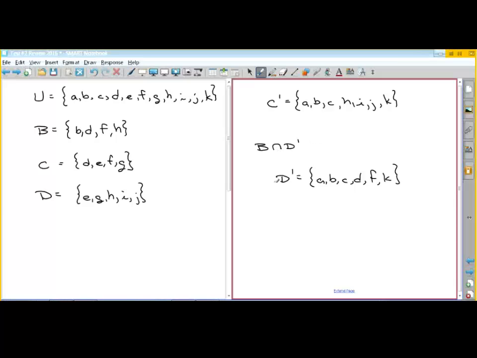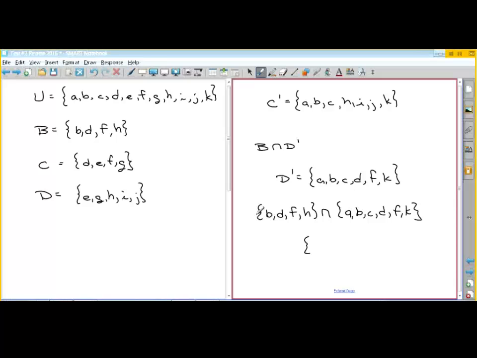Okay, so then if we do this operation, you can look back and forth between these two sets, or you could write it out. I'm just going to write it out so that it's easier to see. So I'm doing that intersection with the complement of D. So that's A, B, C, D, F, K. Well, the intersection is the set. The result of this operation is a set that contains the elements that are in both sets.